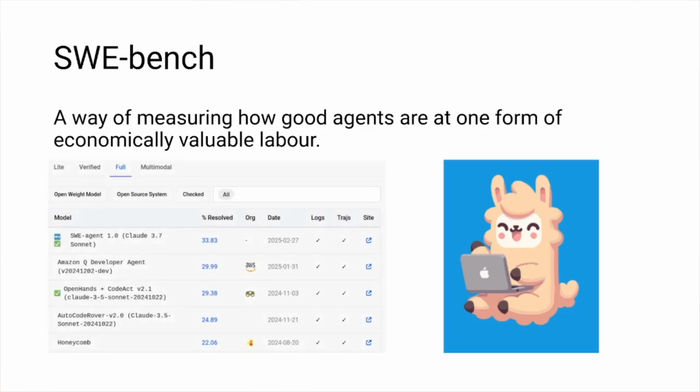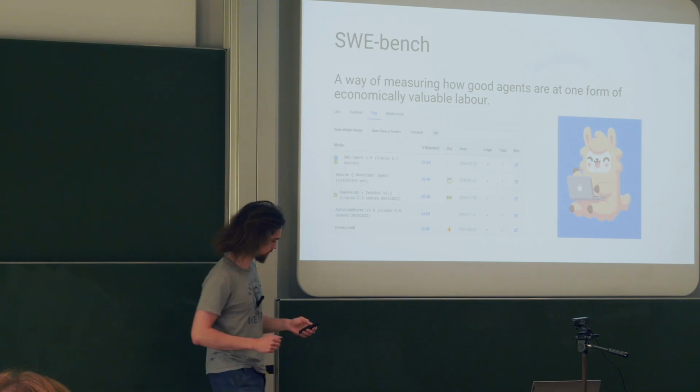And agents are not perfect at this. The top one on the full data set, which is based on Claude 3.7 Sonnet, gets about a third of the issues resolved. So it's not 100%, but it's doing pretty good. And I think the trend is an upwards one. So it's maybe only a matter of time.